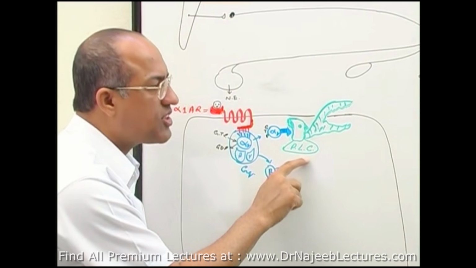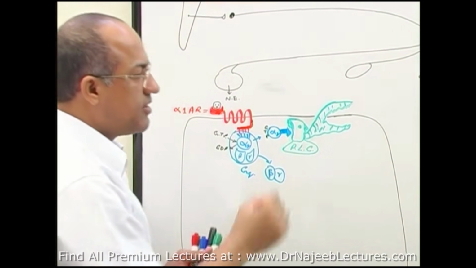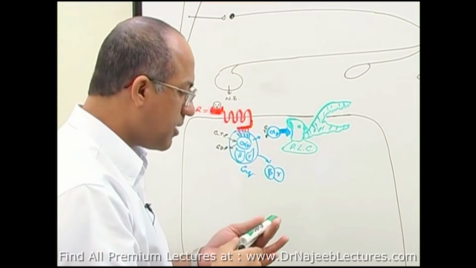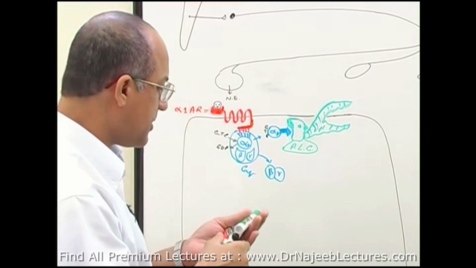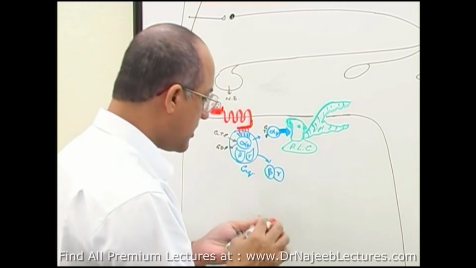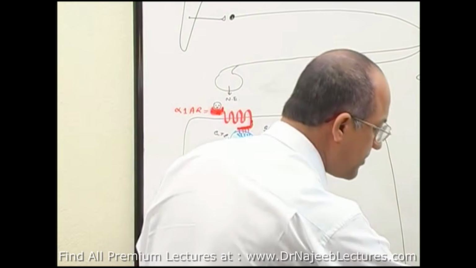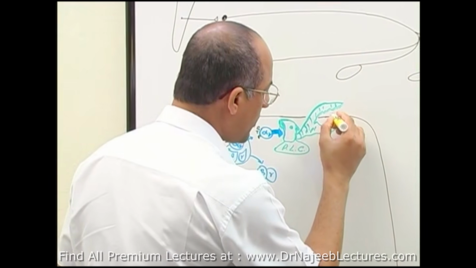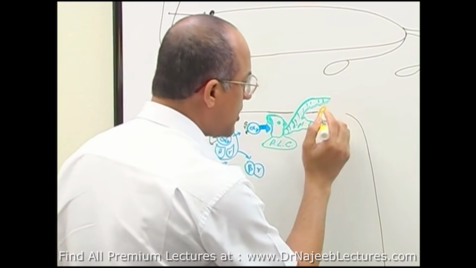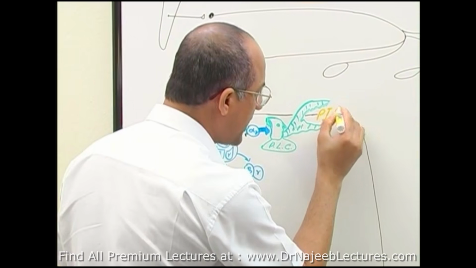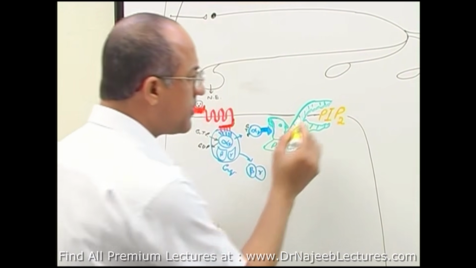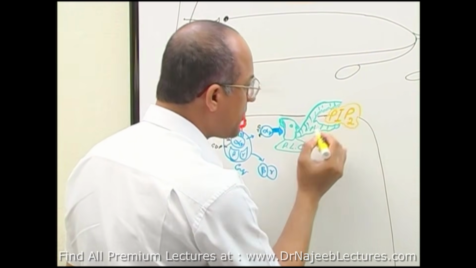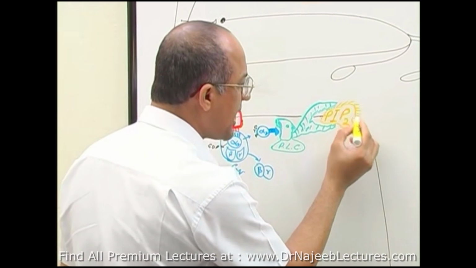And when phospholipase C is activated, this enzyme attacks the lipids in the cell membrane, right? It will attack a very special lipid which is in the cell membrane. This lipid is called phosphatidyl inositol diphosphate. What is this lipid? Phosphatidyl inositol diphosphate. And this lipid will be attacked by the phospholipase C.